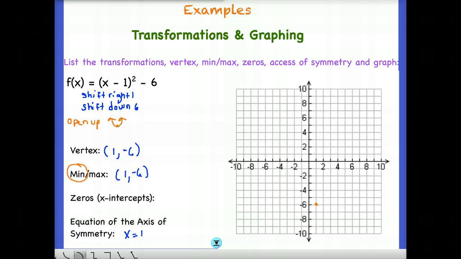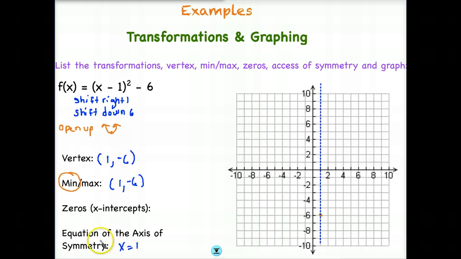That will always be x equals whatever my vertex value is, which is 1. Okay, so I'm going to start with drawing in the equation for the axis of symmetry right here at 1. And it should always go through that vertex, and that's how you know you've done it correctly. And now I'm going to make some key points so that I can graph this.